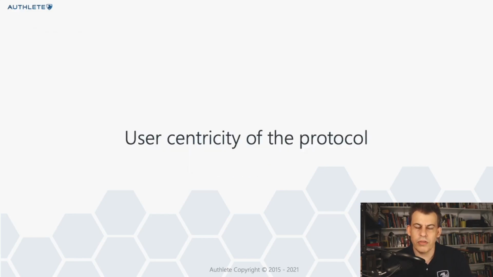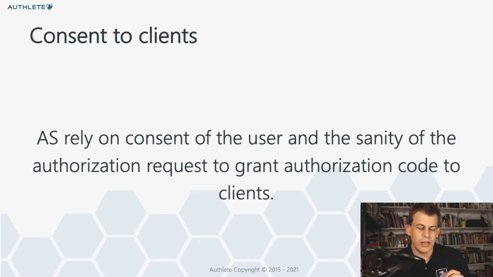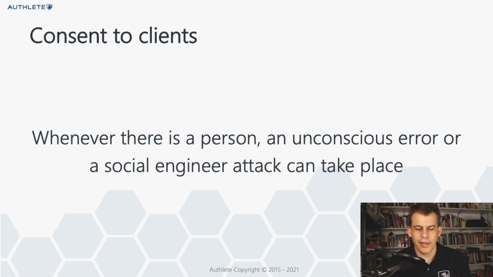First, we need to get a clear view and clearly state that OAuth is user-centric, which means that the authorization server relies on the user to consent permissions to a client. Here we need to stress that it's the consent of the user that makes a lot of difference, because the sanity of the authorization request, everyone can fool it, right? Wherever there's a person, there's an unconscious error that might happen, or a misjudgment, or social engineering might happen, and stuff like that. So that's one of the hardest parts.